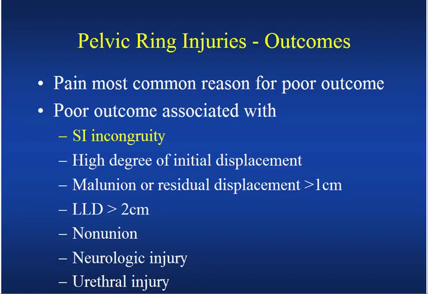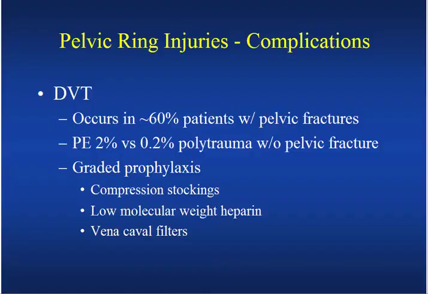Deep venous thrombosis always needs to be considered in patients with pelvic ring trauma. It occurs in up to 60% of patients. It can manifest as either deep venous thrombosis or occasionally fatal PE. Prophylaxis is essentially important in these patients, either with mechanical compression and low molecular weight heparin. So you want to use both mechanical and pharmacologic DVT prophylaxis in these patients. In certain patients in which, for example, low molecular weight heparin may be contraindicated, such as a patient with a severe closed head injury, that might be a patient in whom you would consider a vena cava filter.